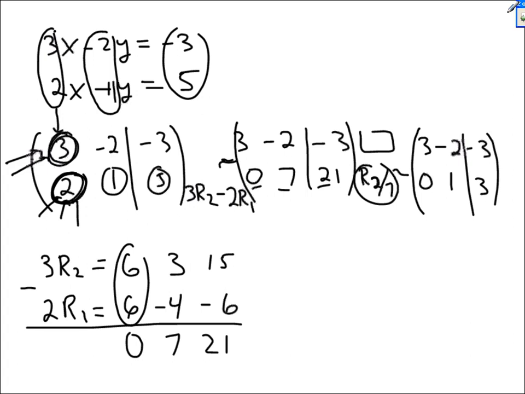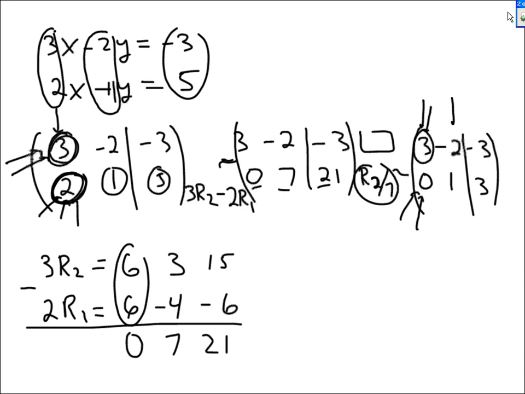Now, your book or your teacher might say, oh my, you must get a 1 here immediately. That's not true. That's completely not true. We'll do that in the last step. So we're done with column 1. With the exception of the diagonal entries, everything else is 0.